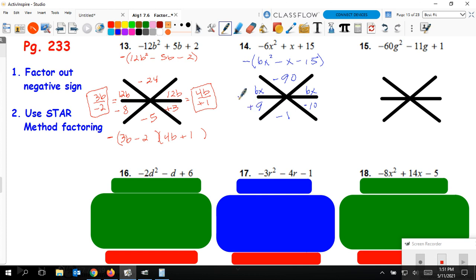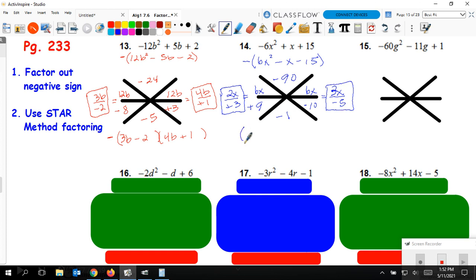We can reduce this side by 3. So 3 goes into 6 2 times, 2x on top, positive 3 on the bottom. So that's that side reduced. 6 and 10 can reduce by 2. So 2 goes into 6x. Oops, that's going to be a 3x right there on top, 3x. And then 2 goes into 10 5 times, so 3x on top and the 5 on the bottom.